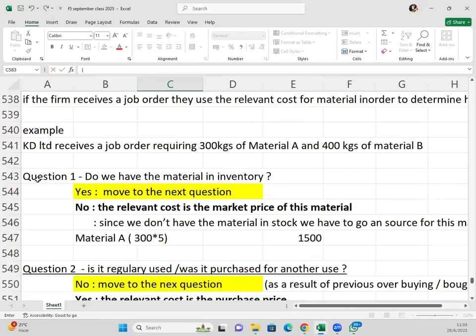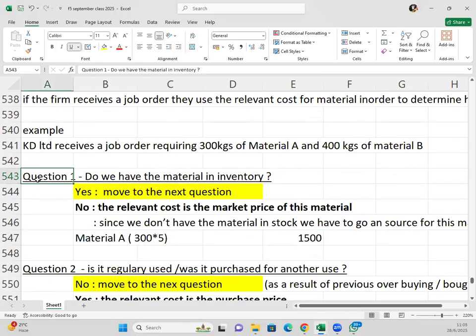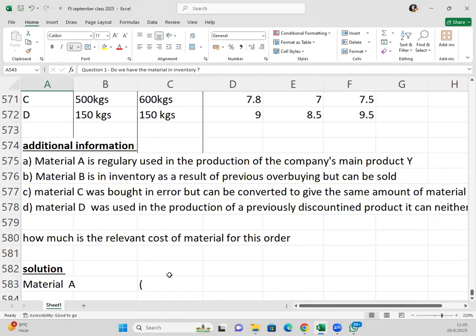Do we have the material in inventory? The answer could be yes or no. If the answer is yes, we move to the next question. So for 150, yes, but we need 200. It means there are 50 kgs we don't have. So no, if we don't have, it means for the 50 kgs, the relevant cost is the market price. So for the 50 kgs, we have to go and buy them. That one is no, we can't debate about that.